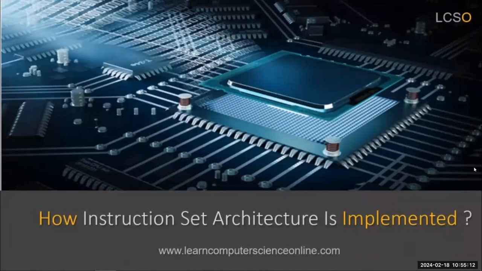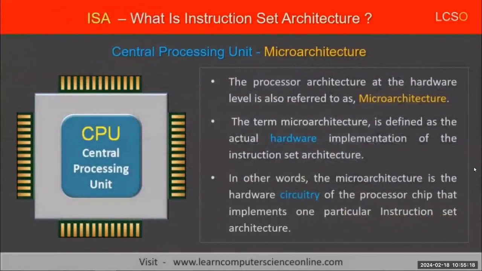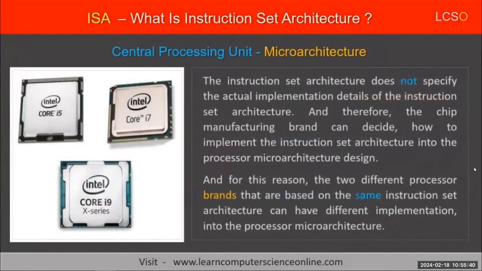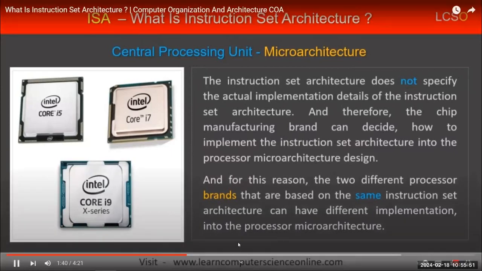Let us now talk about how instruction set architecture is implemented into the processor design. The processor architecture at the hardware level is also referred to as microarchitecture. The term microarchitecture is defined as the actual hardware implementation of the instruction set architecture. In other words, the microarchitecture is the hardware circuitry of the processor chip that implements one particular instruction set architecture. The instruction set architecture does not specify the actual implementation details of the instruction set architecture. And therefore, the chip manufacturing brand can decide how to implement the instruction set.